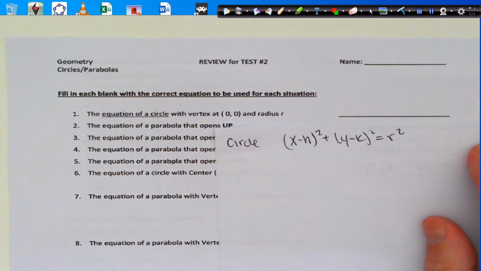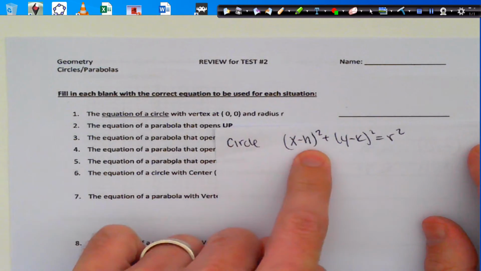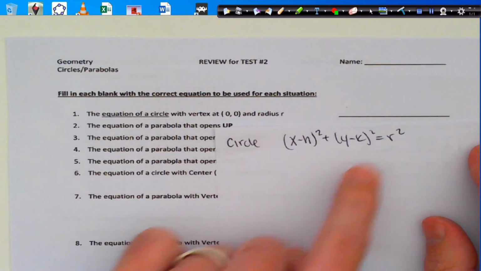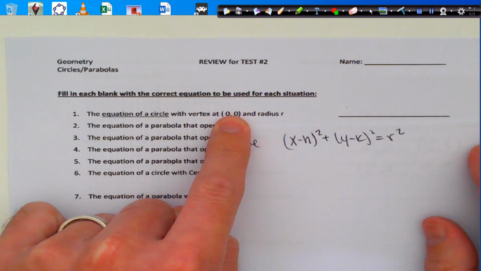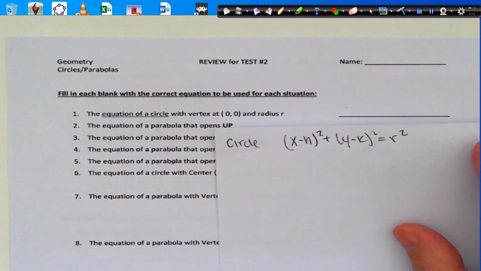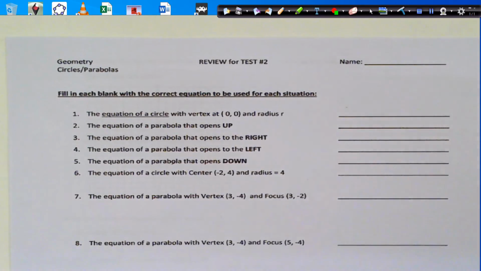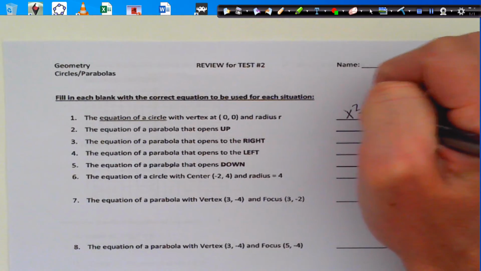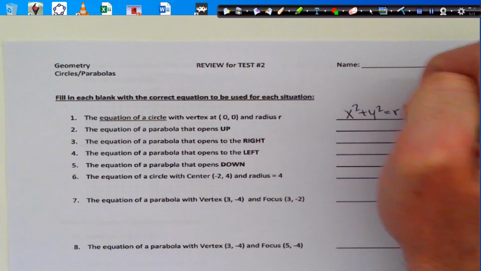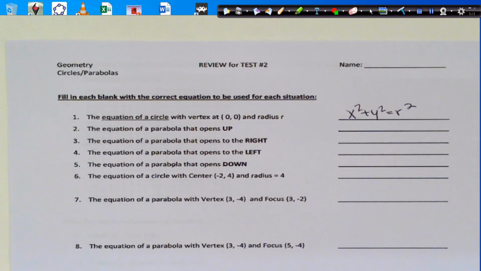And the h and k are the vertex, so the x value of the vertex, which is 0, and the k value of the vertex, which is the y part, is 0. And so what this would basically just be is x squared plus y squared equals r squared. And I don't have to put in 0. I could have done x minus 0 parentheses squared, but this is just so much faster. Alright, the rest of these are just equations, so let's write those in.